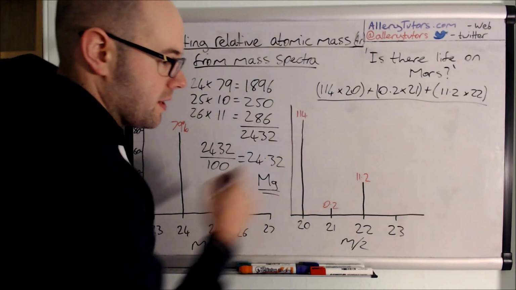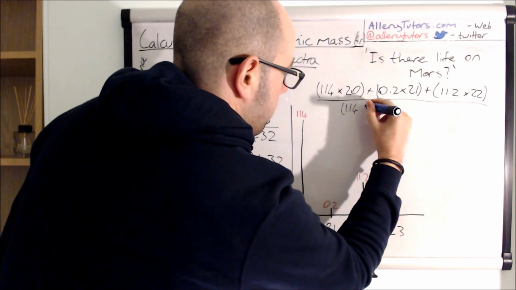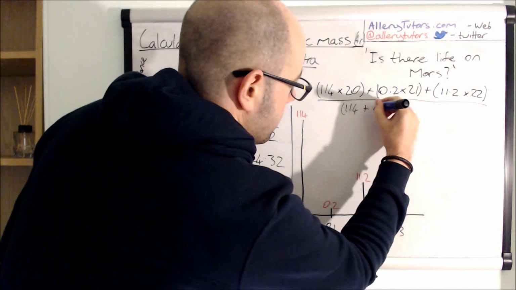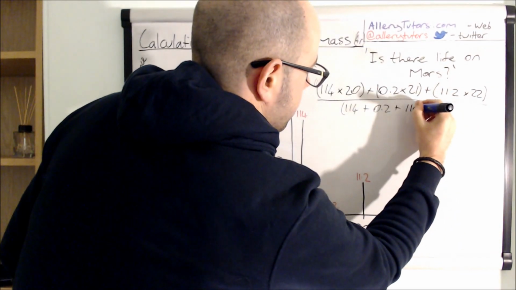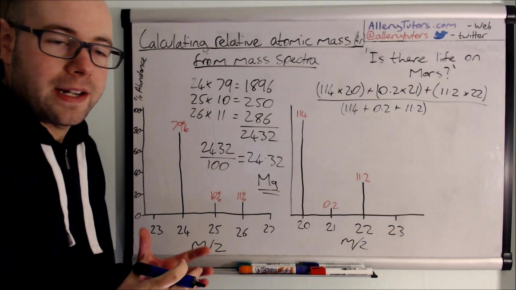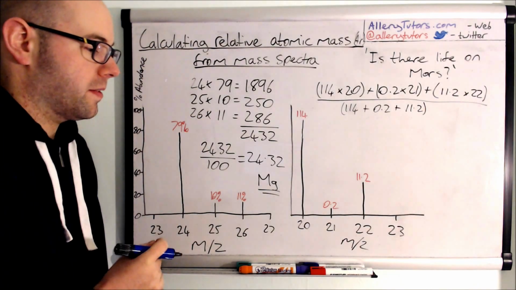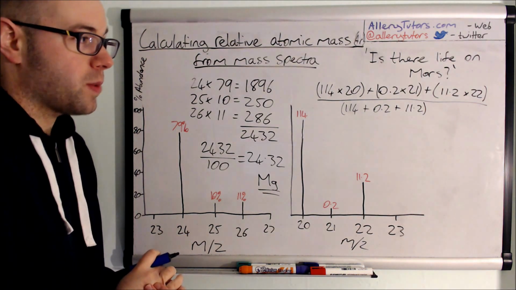In this case, that's going to be 114 plus 0.2 plus 11.2. There you go, and that's the sum that we're going to put into our calculator. So we put all that into our calculator, and we should get a relative atomic mass of 20.18.